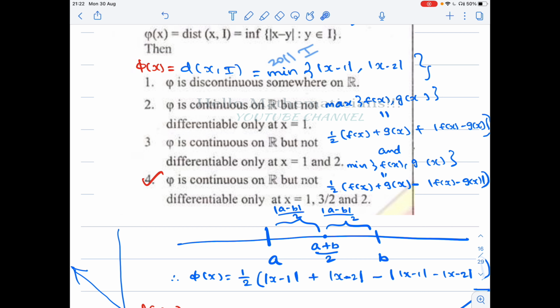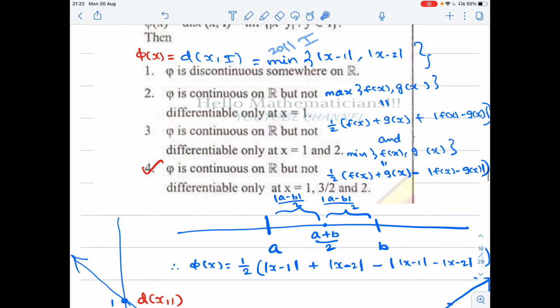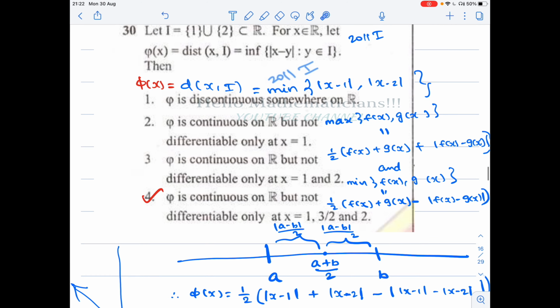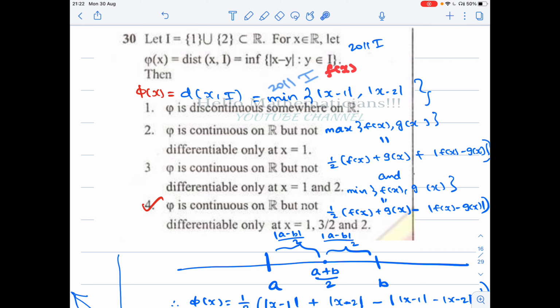Now the function phi of x is equal to the minimum of mod x minus 1 and mod x minus 2. If you take f of x equal to mod x minus 1, that itself is a function. If I define g of x equal to mod x minus 2, then f and g are two functions from R to R. So here phi of x is defined as the minimum of two functions from R to R.